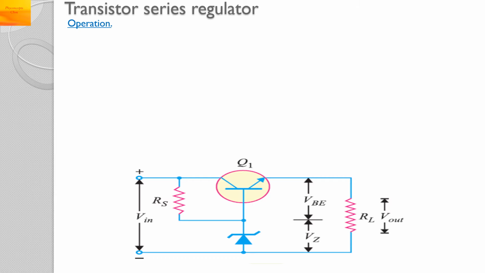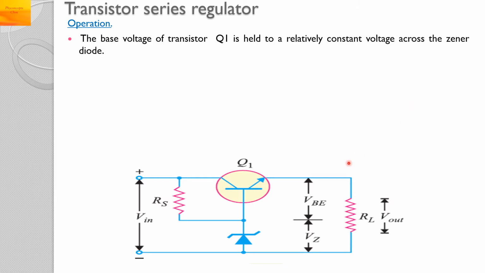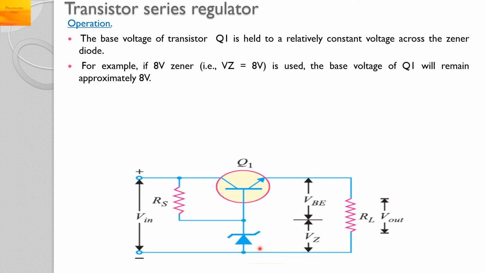We'll see the operation. The base voltage of transistor Q1 is held at a relatively constant voltage across the Zener diode. For example, if an 8 volt Zener is used, that is Vz is 8 volt, then the base voltage of Q1 will remain approximately 8 volts. Vout can then be written as Vz minus Vbe.